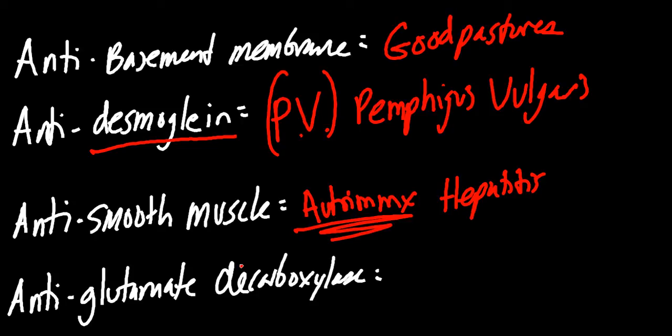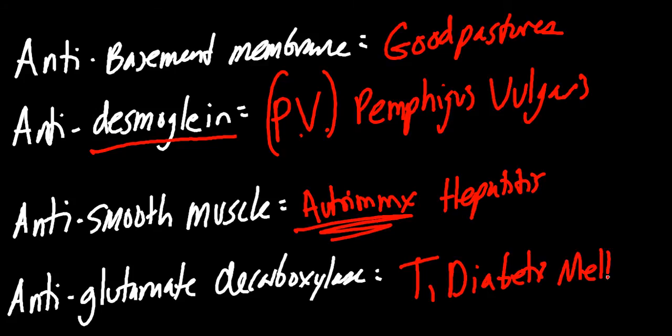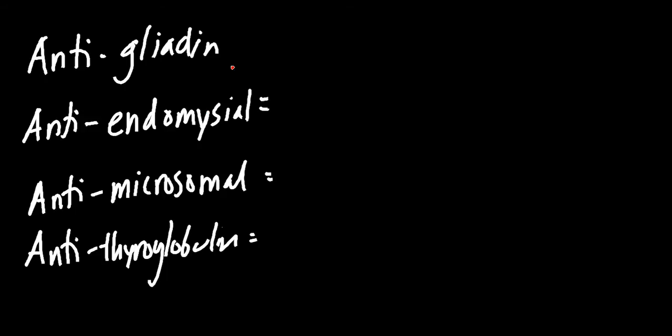Anti-glutamate decarboxylase. This one's going to be more associated with your type 1 diabetes. So type 1 diabetes, you may see anti-glutamate decarboxylase antibodies. Not always, and if you do see these, it doesn't always mean you have type 1 diabetes. However, that's a good place to start looking.